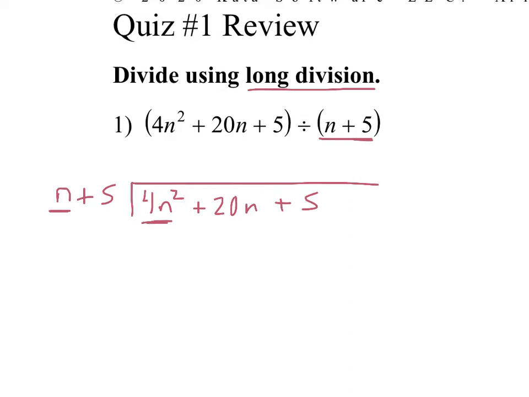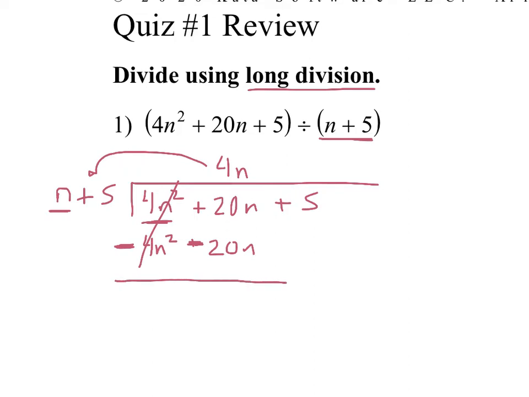So what times n gives us 4n squared? 4n. So we're going to write the 4n on top of the other n term, so we keep them all in line. So now we multiply what's on top with what's out front. So we multiply the 4n times n, which is 4n squared, and 4n times 5, 20n. And now we have to change the signs to get them to cancel out. So our goal is to get the first two to cancel out. So the 4n squared and 4n squared cancel out.